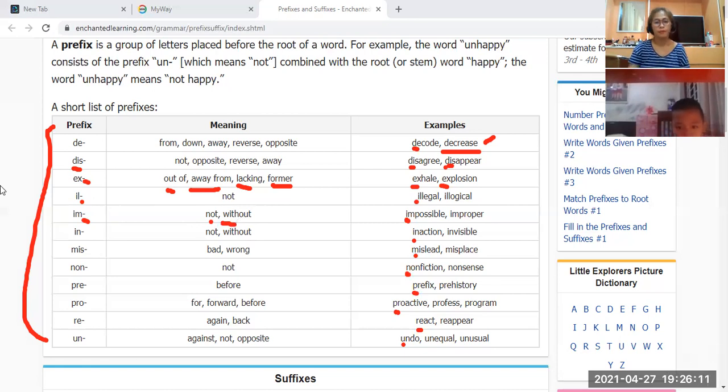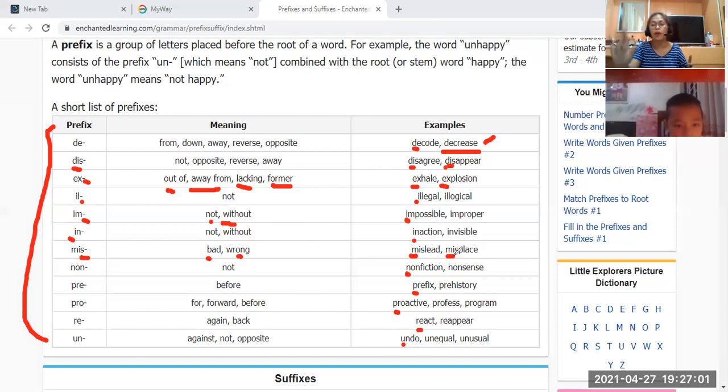Okay, another here. When you say mis, what do you mean by the prefix mis, teacher? What does it mean? Bad or wrong. Like you will say, mislead, misplace. Again, Kyo, when you say the prefix mis, it means bad or wrong. Mislead, misplace. So when I say, oh, Kyo, it's mis lead, it means it is in the wrong way.